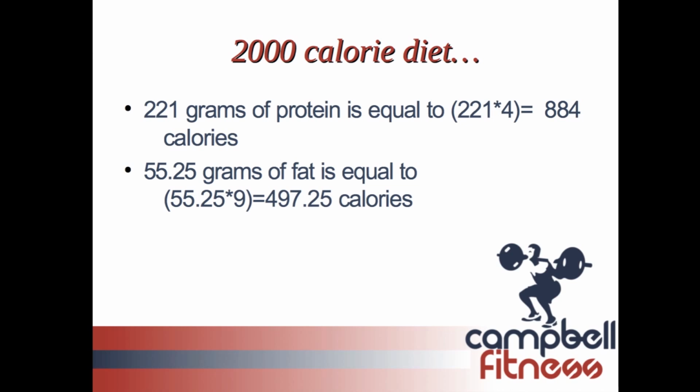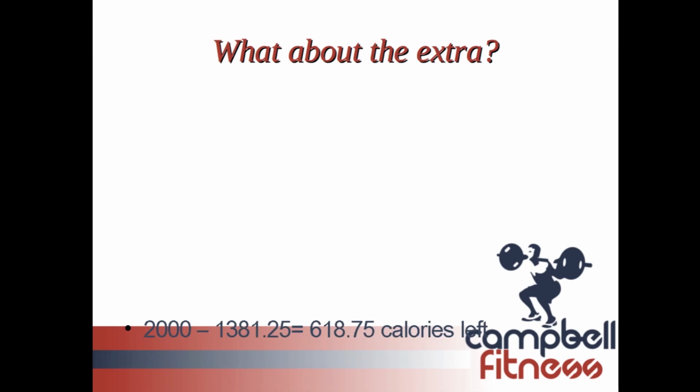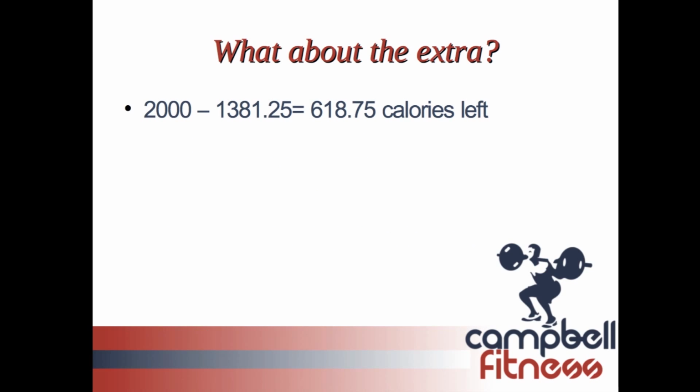If I multiply that number times 9, I get 497.25 calories. Combining them together, it means that I have 1381.25 calories taken up out of my available 2,000. So, what does this leave me? This leaves me with 618 3/4 calories left.